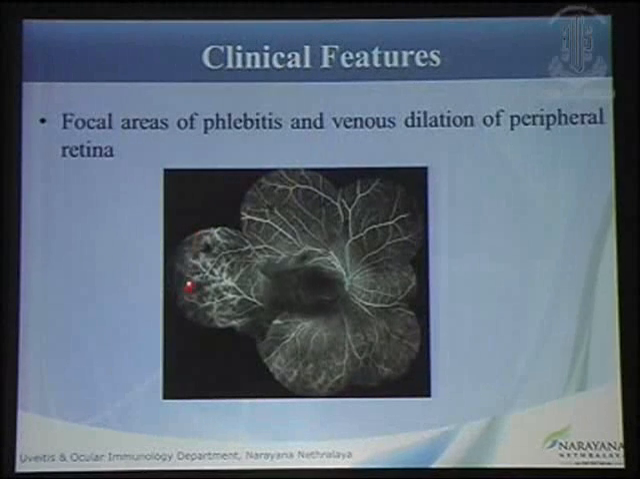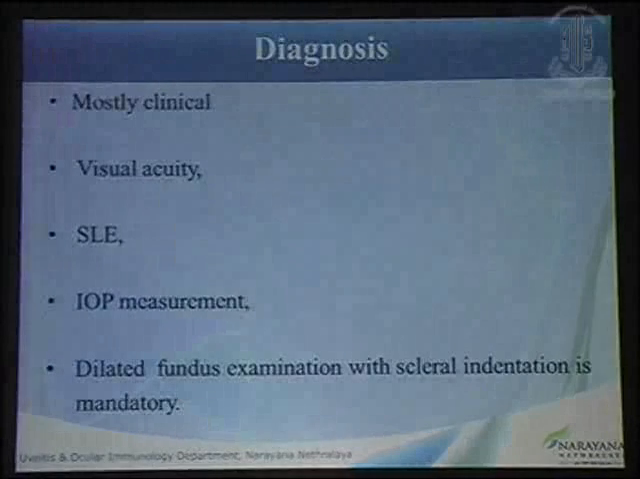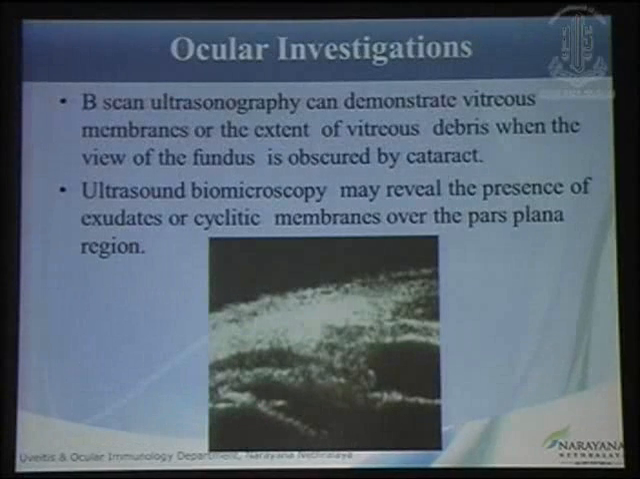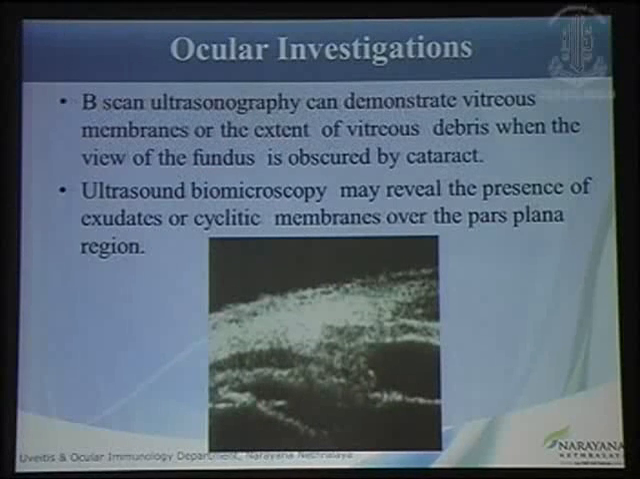Can have focal phlebitis and venous dilatation of the peripheral retina. The diagnosis is mostly clinical. Dilated fundus examination with scleral indentation is mandatory in all cases. If the media is hazy or there is development of cataract, to know the posterior segment, we subject the patients to B-scan ultrasonography, which can demonstrate the presence of vitreous membranes or the extent of the vitreous debris. The UBM can then reveal the presence of exudates or the cyclitic membrane in the pars plana region.